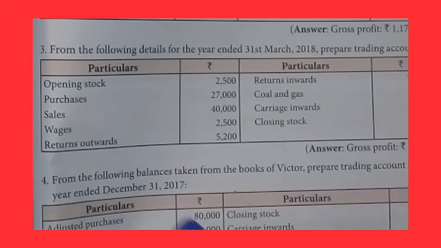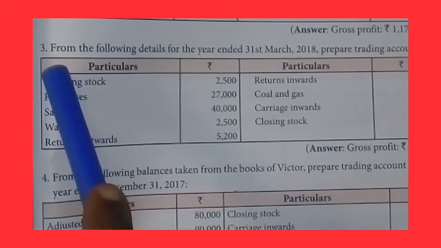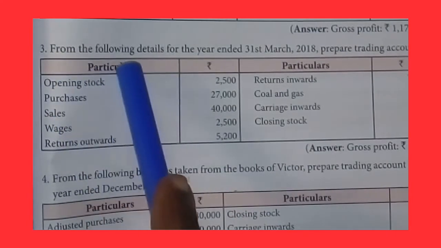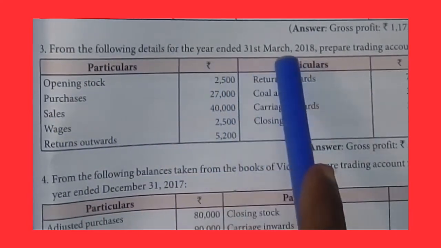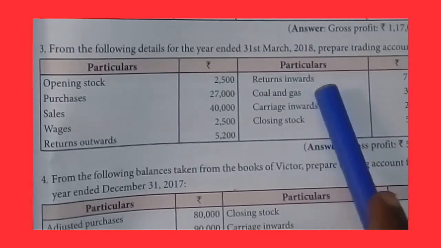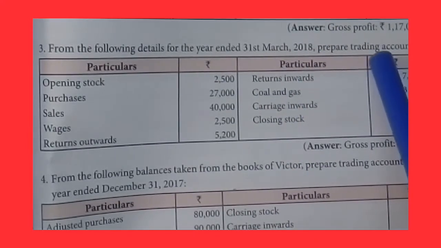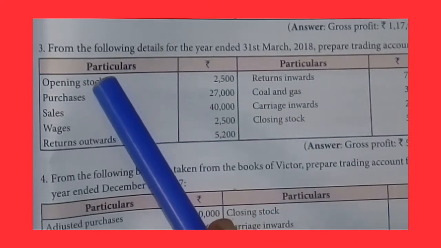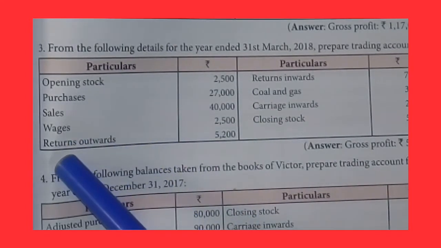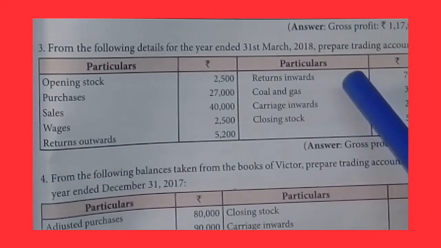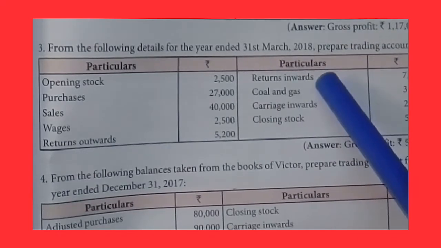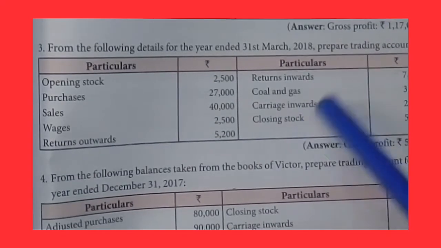So this is a sum given in our textbook regarding exercise number 3. From the following details for the year ended 31st March 2018, prepare the trading account. Trading account oda format namak theriyum. Debit side la opening stock, purchases and direct expenses, and credit side la we will write sales. If there is sales written, we have to subtract, and the closing stocks, right?